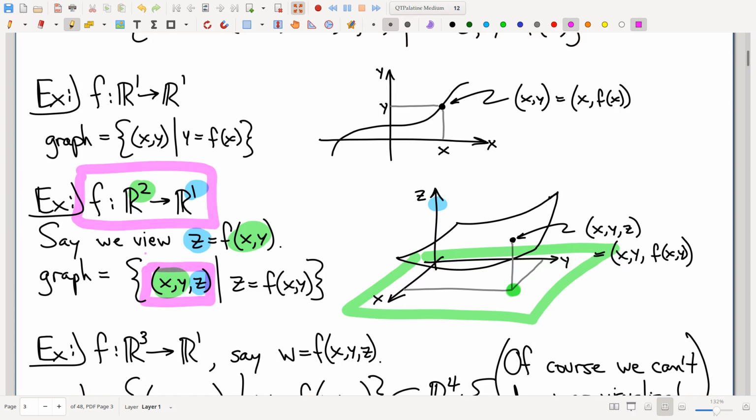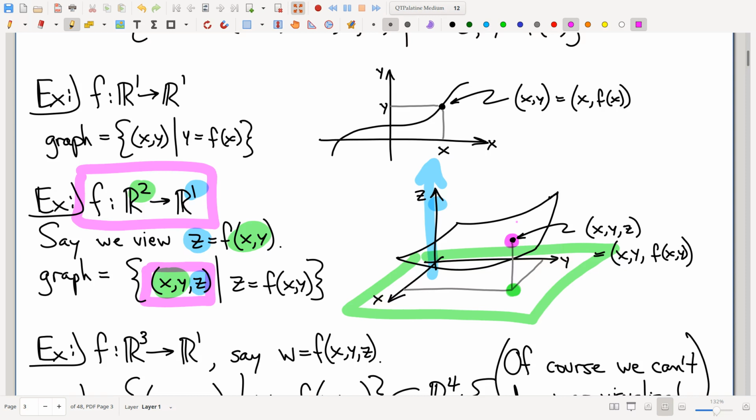This was a function that had a two-dimensional domain, right? Two-dimensional domain, one-dimensional target, and yet our picture is now three-dimensional. Two in, one out, altogether makes three. So it's like we're taking the one-dimensional target and pasting it onto the two-dimensional domain. And for a given input point, we get a corresponding point on the graph.